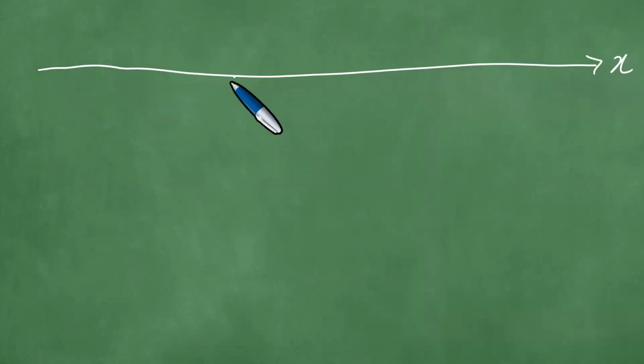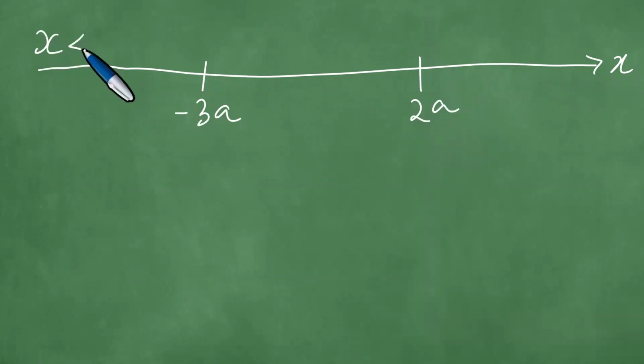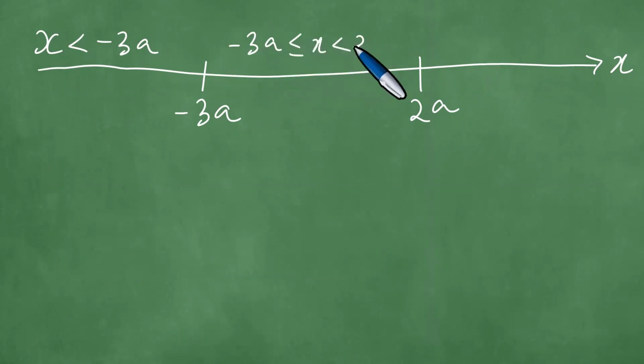If this is the real line, we're going to plot here minus 3a. Here we're going to plot 2a. This region is a region where x is less than minus 3a. Here you have minus 3a is less or equal to x less than 2a. And x is bigger than or equal to 2a in this region.